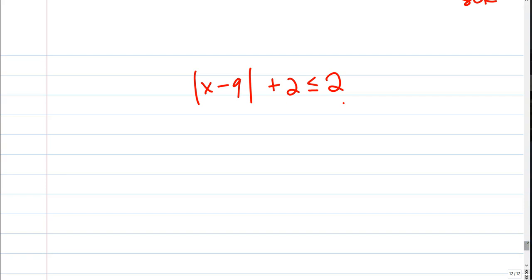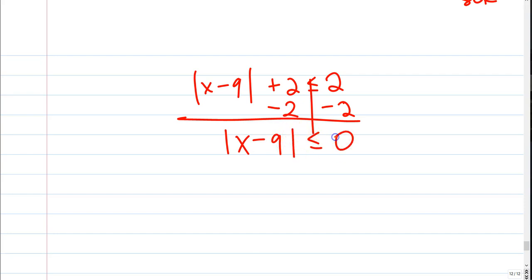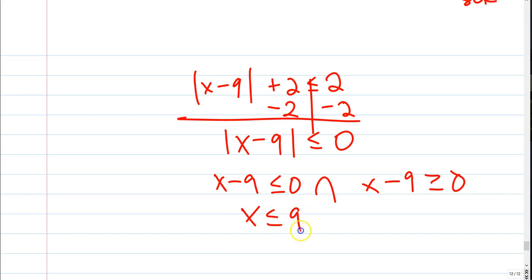How do I solve this one? Well, we move the 2, isolate the absolute value first. Absolute value of x minus 9 less than or equal to 0. If I solve this, splitting it, less than or equal to 0, greater than or equal to 0. This actually makes a difference this time. Why? Because the inequality flips, so we end up with two answers. Less thans tend to be ands, so I'm looking for an overlap. X is less than or equal to 9. This one, x is greater than or equal to 9.